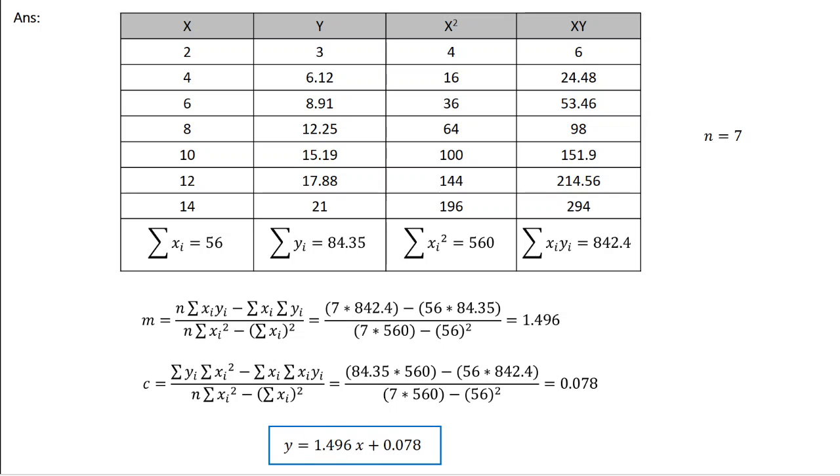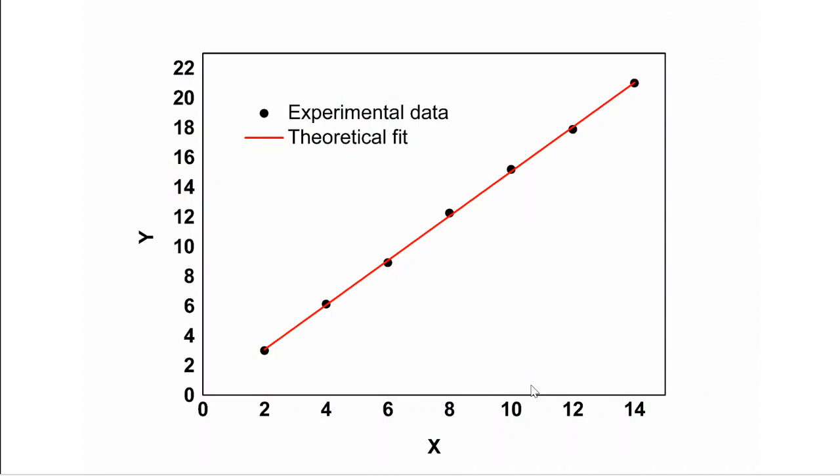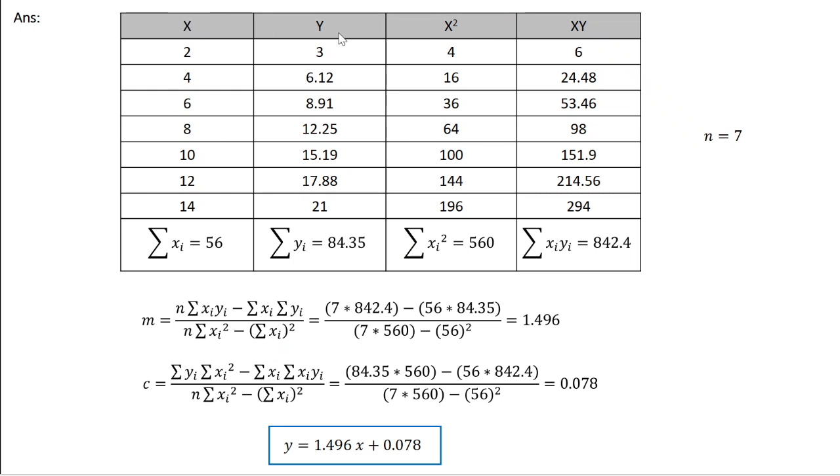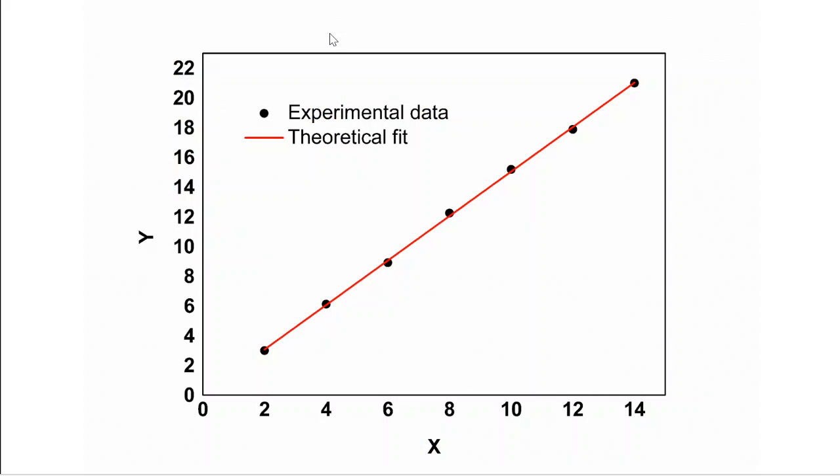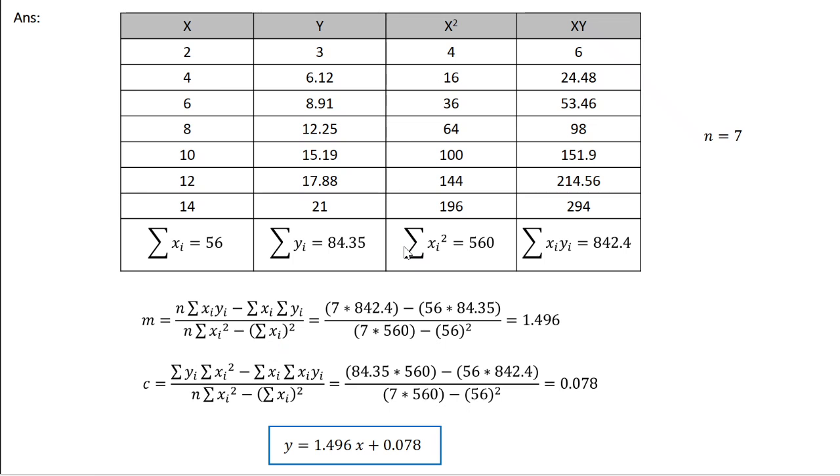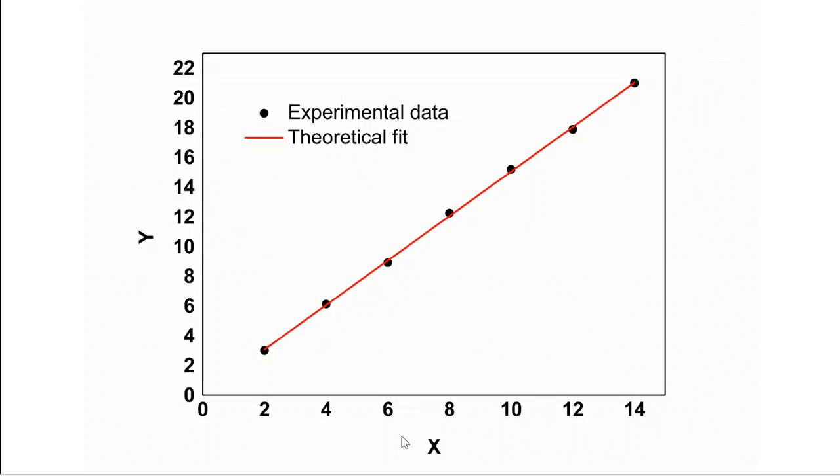So if you want to see graphically how this data looks like, this is how it looks. Here the black dots are the experimental data, which is nothing but your x and y columns, and the red line is the theoretical fit obtained using this particular function. So you can see that it matches with the experimental data in almost all locations.